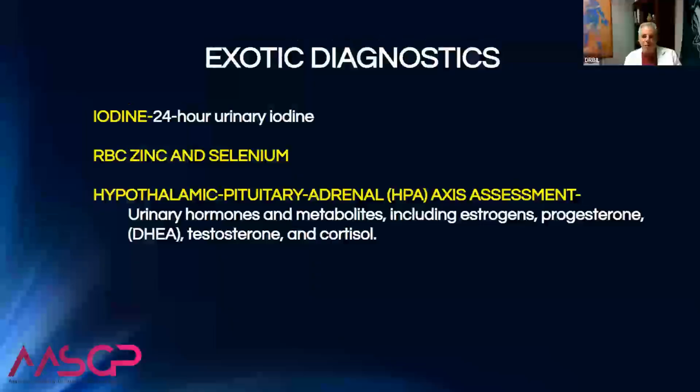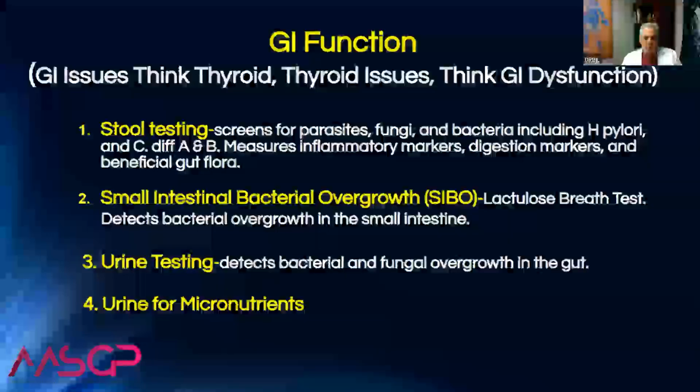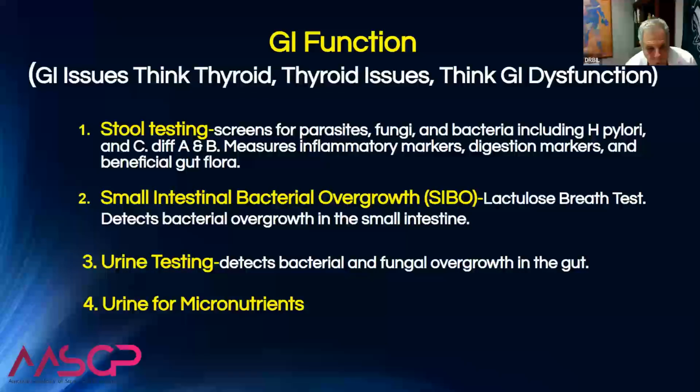Some other tests, you can get a 24-hour urinary iodine. Iodine, as you know, is rather controversial. You need red blood cell zinc and selenium levels. If you just get the serum levels, it really doesn't tell you a whole lot. And then your HPA axis, you can do that 4-point saliva test. There are urine tests you can do. There's the Dutch test. There's saliva tests. You can do spot blood tests. If you have ones that you're comfortable with, a reasonable testing unit, you should be okay with that.